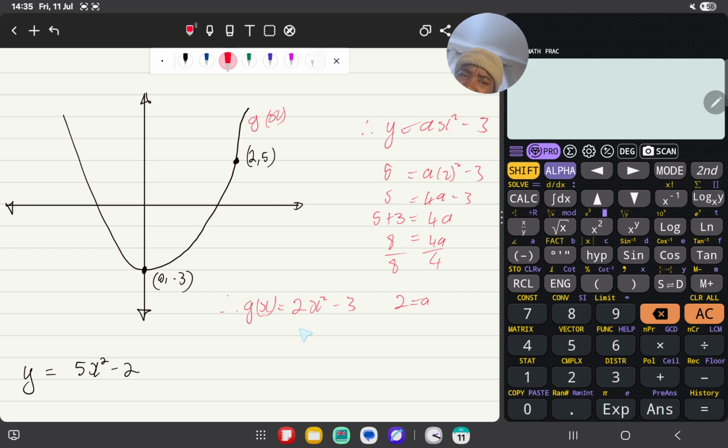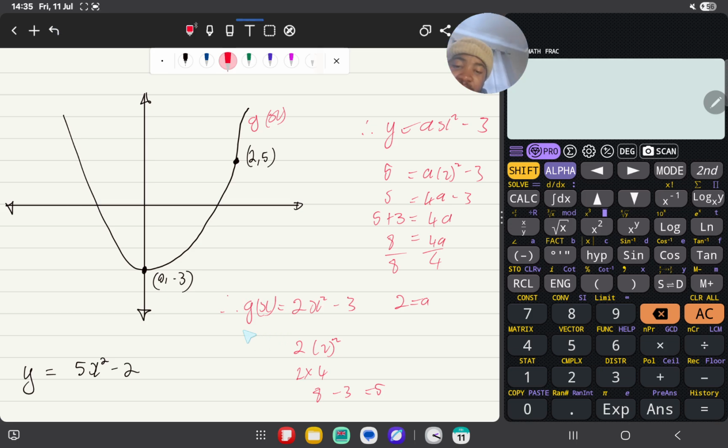Wait a minute. Oh no, it's fine, because you substitute 2, so here you're going to have 4, so 2 times 4, which is 8. 8 minus 3 is 5. So yeah, we're good.